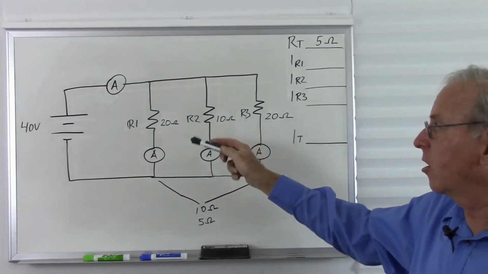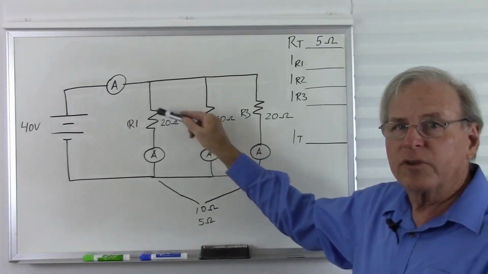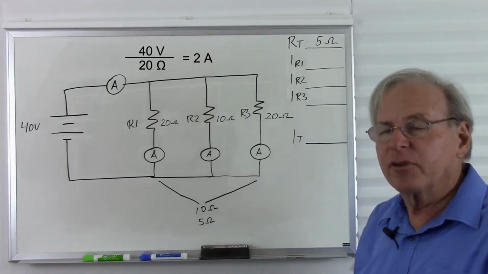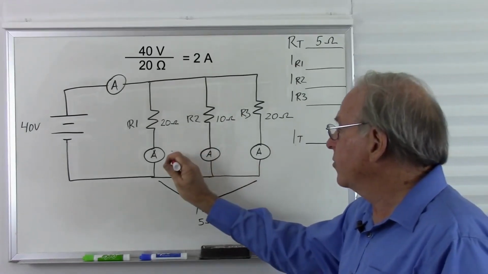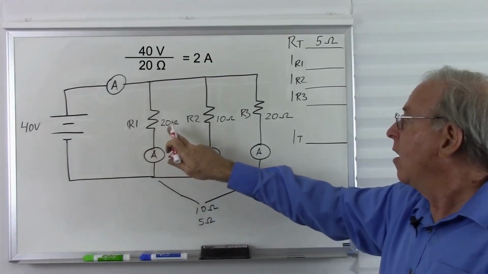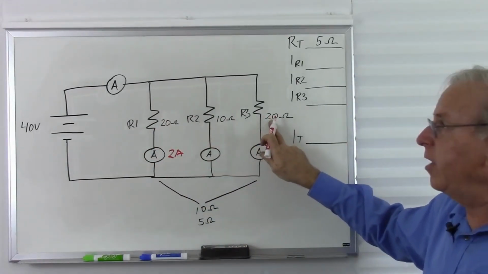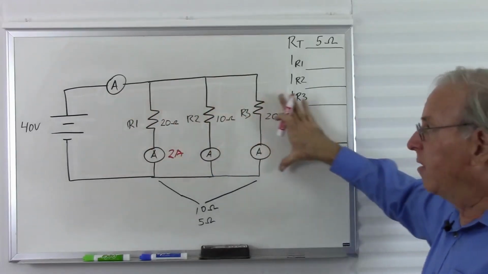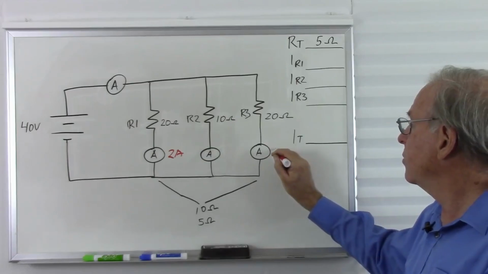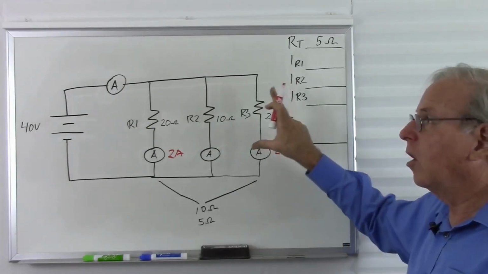Now let's calculate our currents. We have 20 ohms and 40 volts. So 20 goes into 40 that's going to be 2 times. So we have 2 amps through R1. R1 is the same as R3. Voltage is the same everywhere. So same resistance, same voltage. We will also have 2 amps through R3.